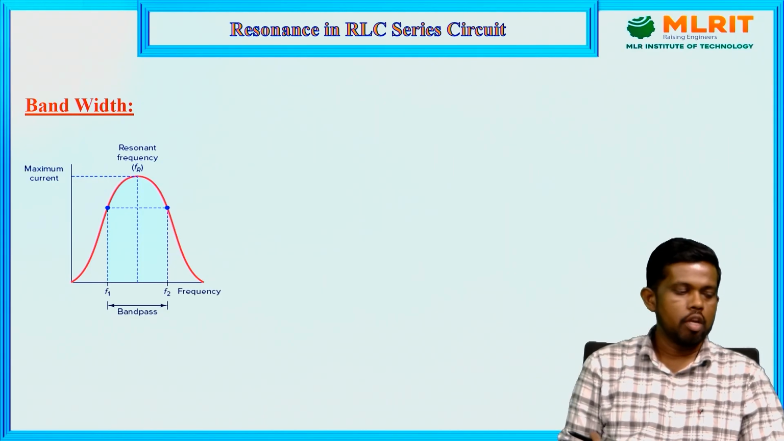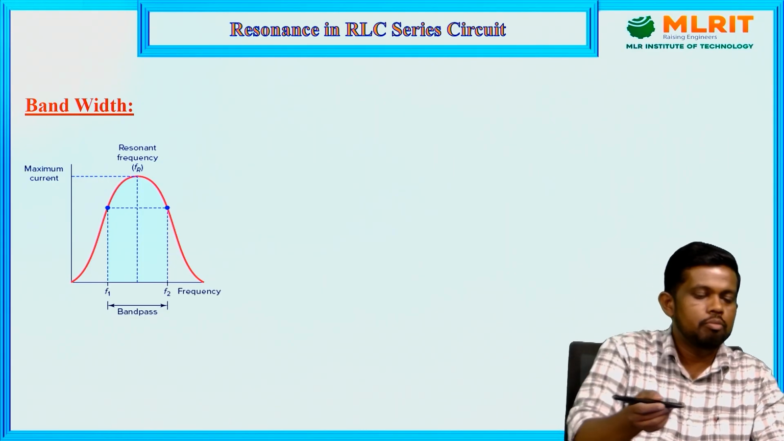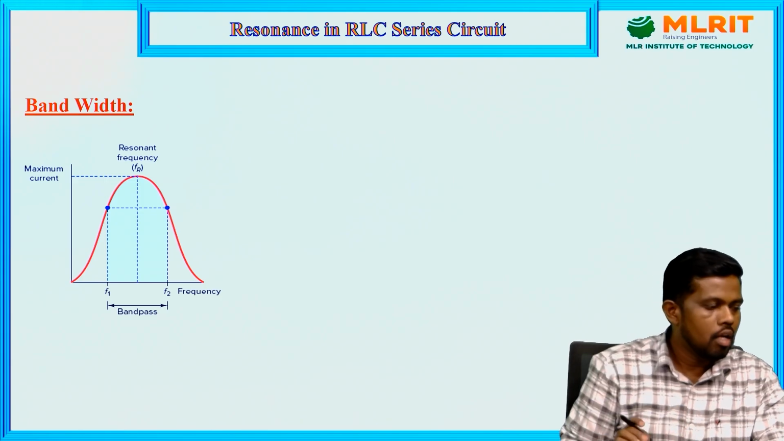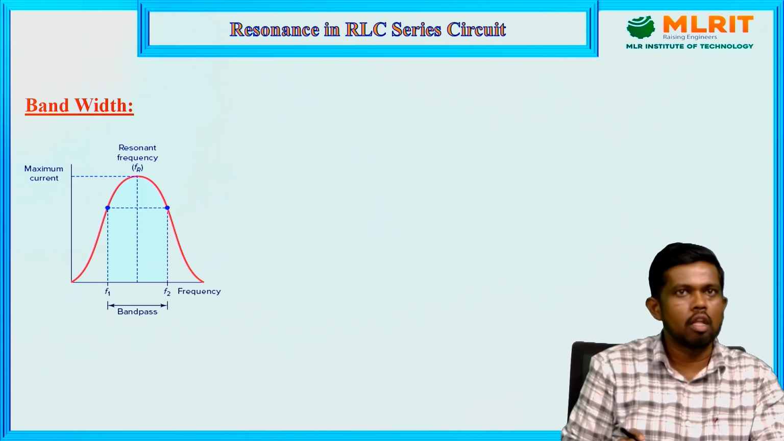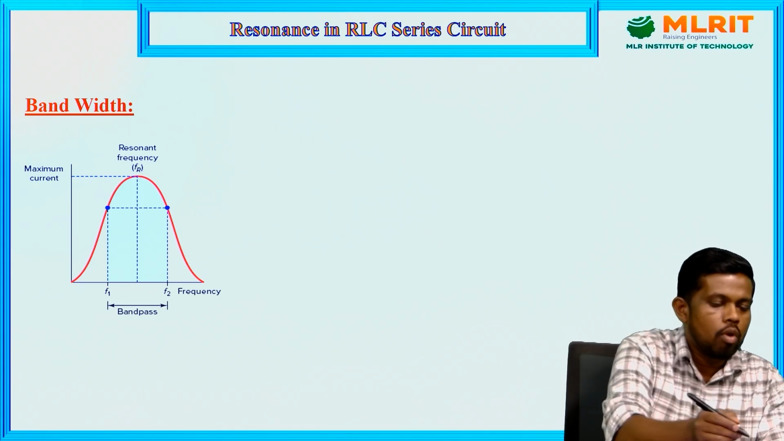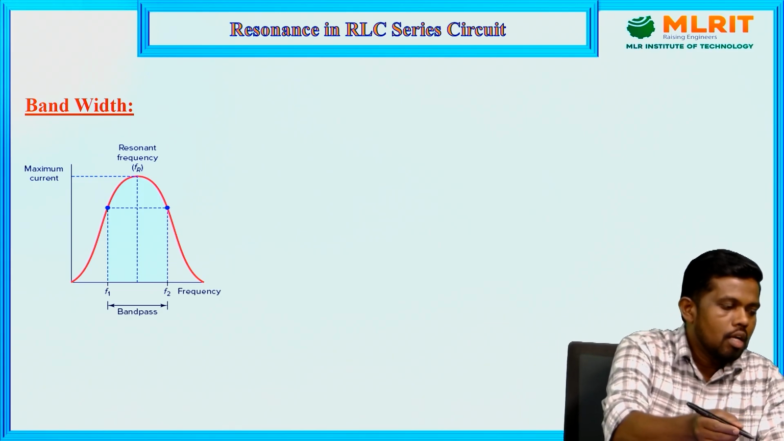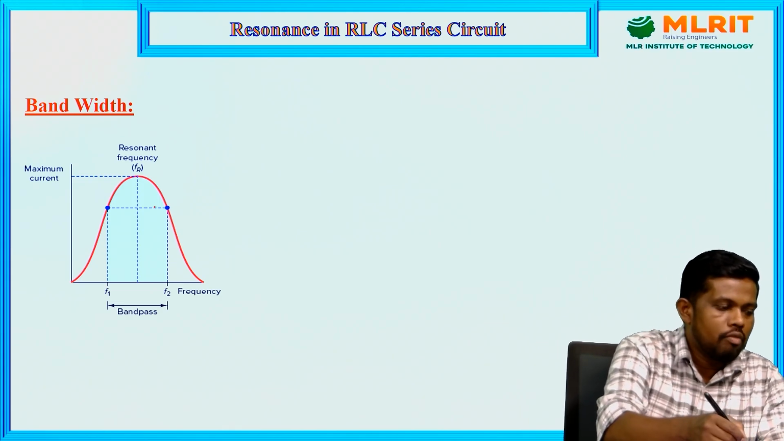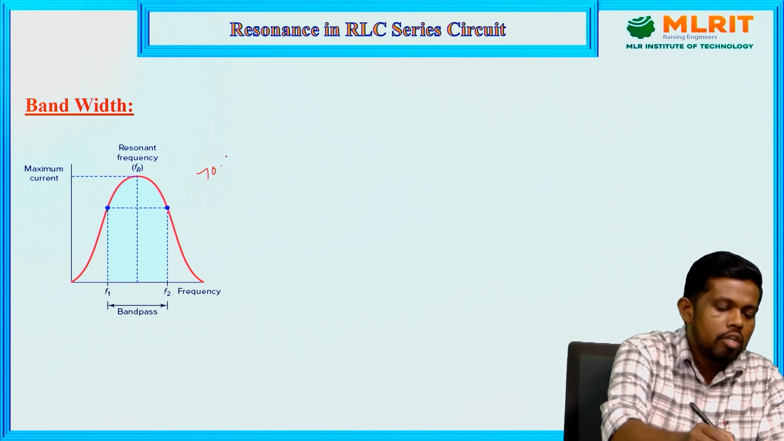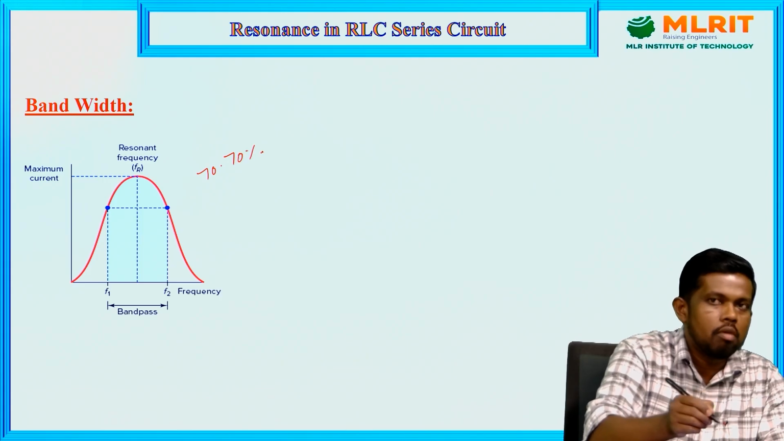The next one, we need to find the bandwidth of the network. The bandwidth is the range of frequency over which the circuit current is equal to or greater than 70.7% of its maximum value.